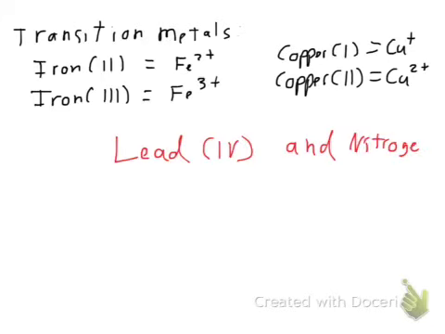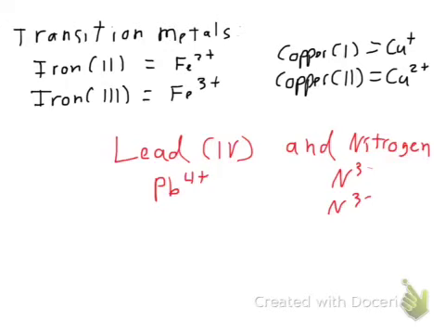How does this work if you're making a compound? Just like the other ones, except now you don't need to look at the periodic table to find the charge of the metal. Lead 4 would be Pb4+. Nitrogen, well, you would have to look at the table for that one. That would be N3-.